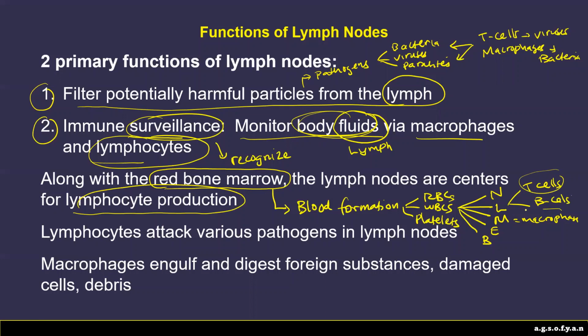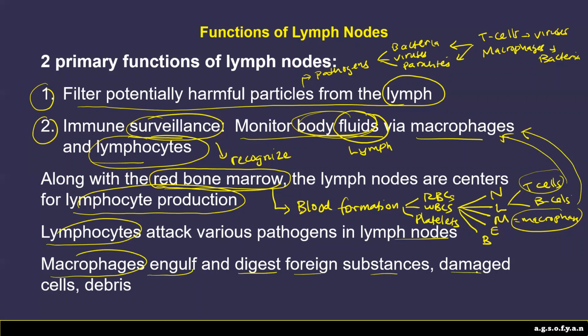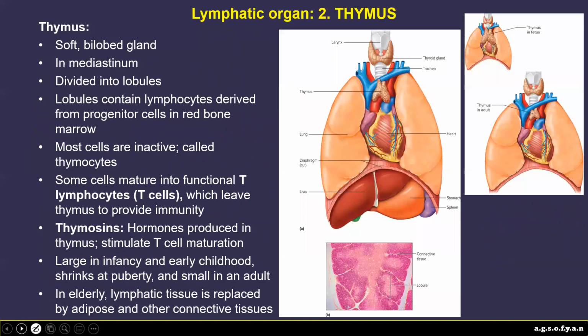You see this T cell and macrophages over here are the main cells that are located in the lymph node. So that's the reason why in several books, the red bone marrow is included as one of the lymphatic organs. Lymphocytes attack various pathogens in the lymph nodes. The macrophages engulf and digest foreign substances, damaged cells, and debris. Okay, so these are the functions of the lymph nodes.